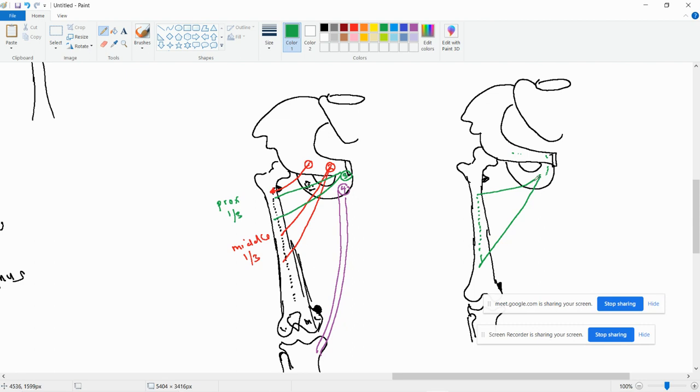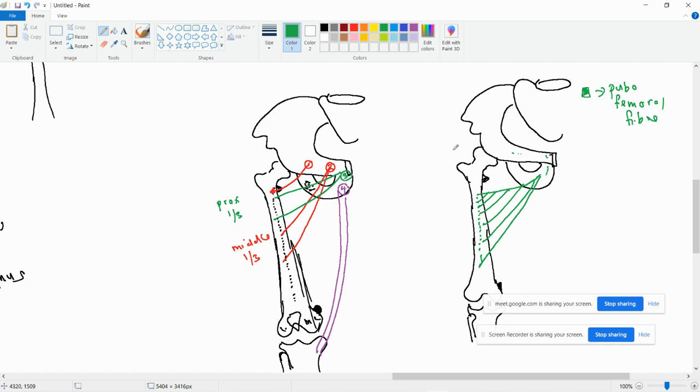So this anterior fiber of the hamstring, specifically this fiber, the green color, is what we call the pubofemoral fiber of the adductor magnus muscle.